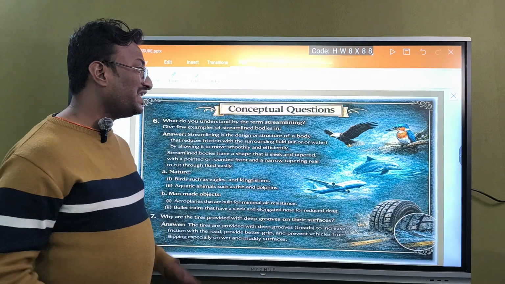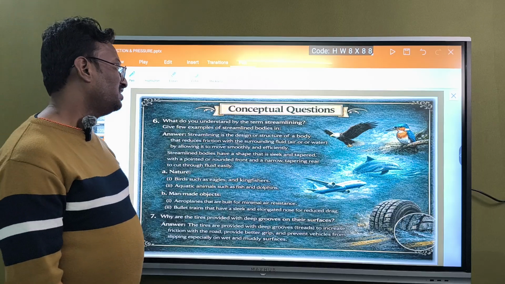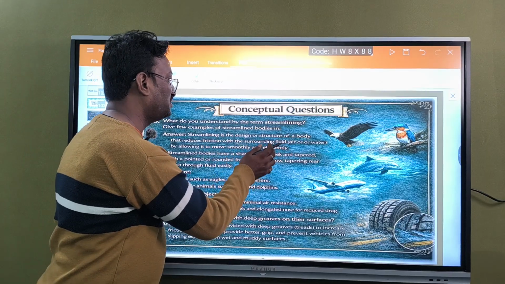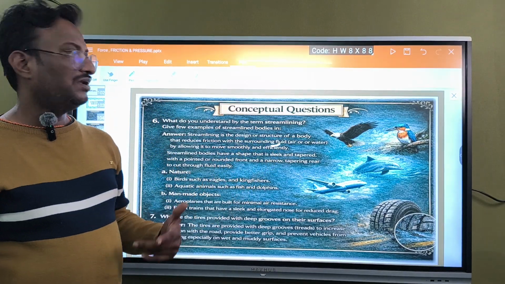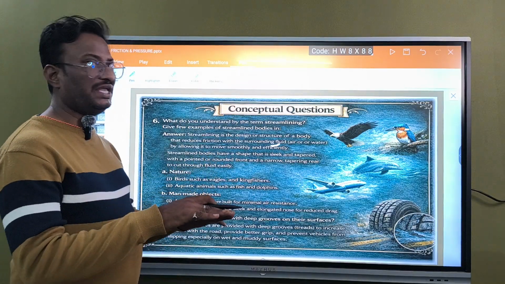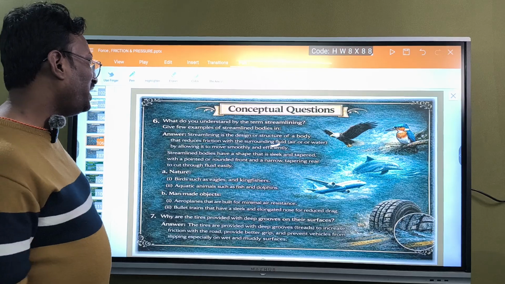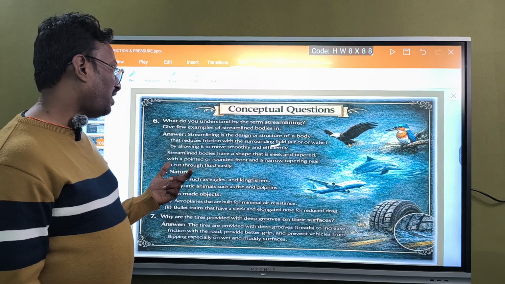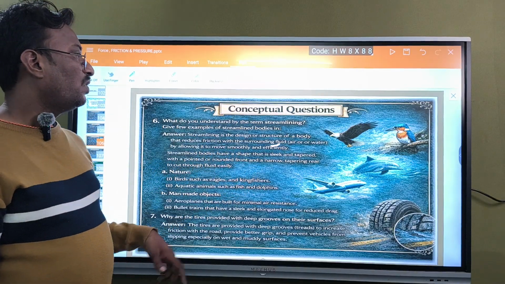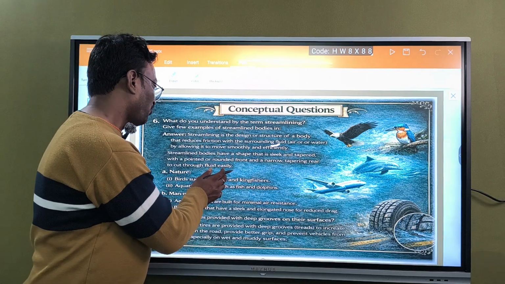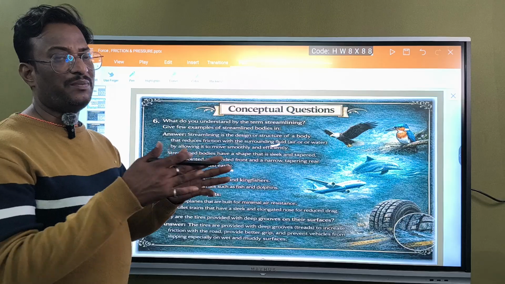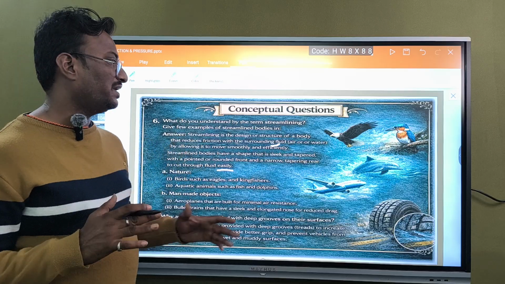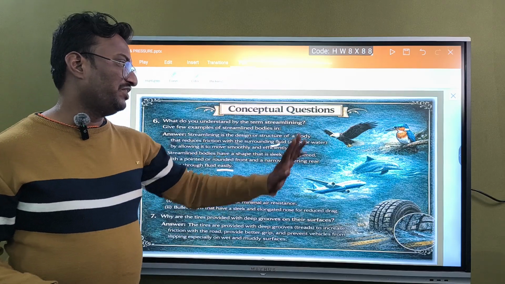What do you understand by the term streamlining? We already discussed, children. Streamlining means the design or structure of a body that reduces the friction with the surrounding fluid, it may be air or water, by allowing it to move smoothly and efficiently. Streamlined bodies have a shape that is sleek and tapered, with a pointed or rounded front and narrow tapering rear, to cut through fluid easily. There will be a front and back, a narrow portion, and in between there will be a huge portion, like a bird flying or a fish.